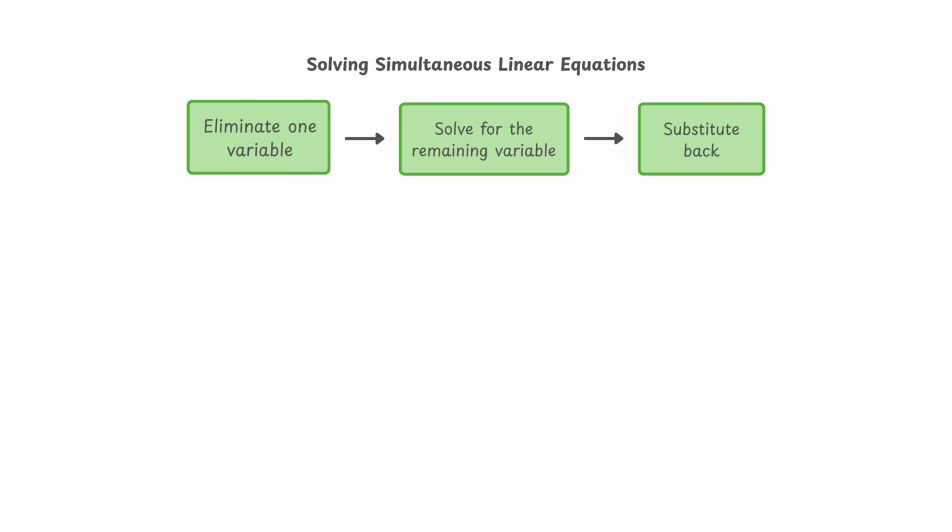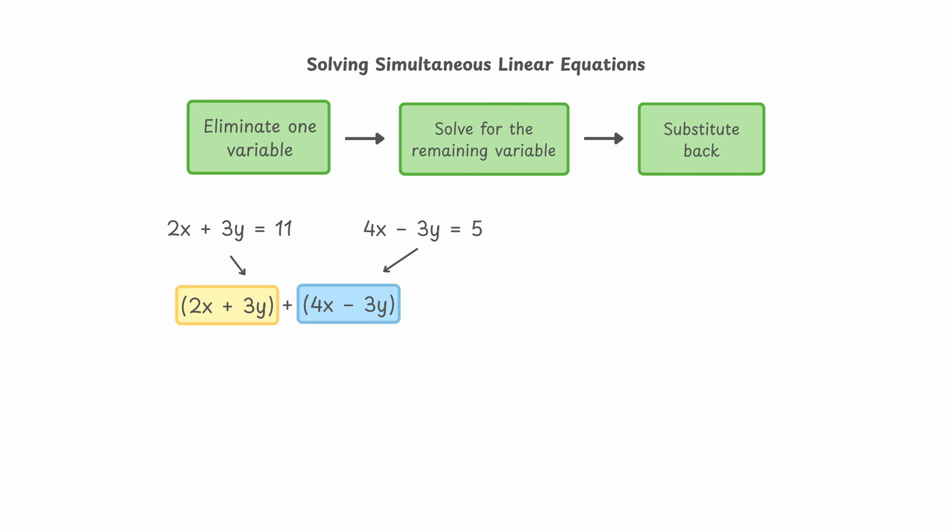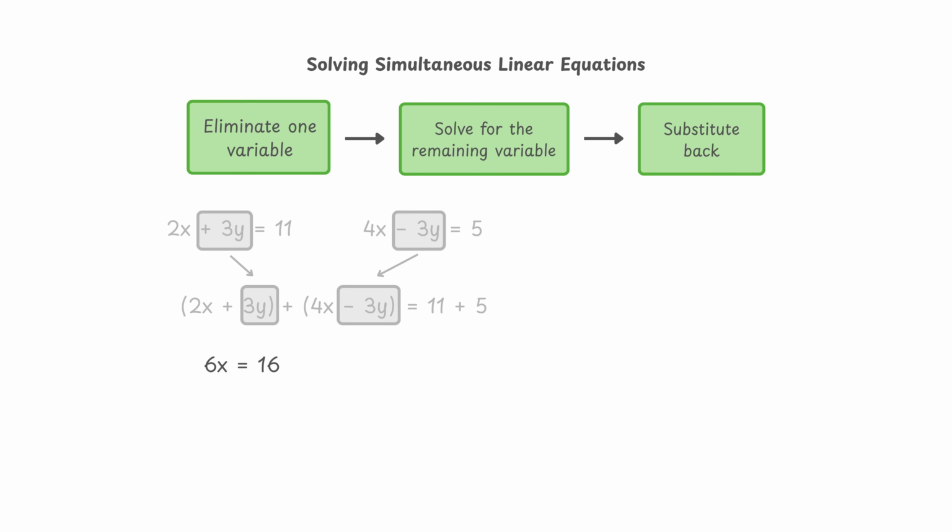Let's look at this example. The two equations are 2x plus 3y equals 11 and 4x minus 3y equals 5. First, we eliminate one variable. Add the two equations together. 2x plus 3y plus 4x minus 3y equals 11 plus 5. The 3y and negative 3y cancel out, so we get 6x equals 16. Now divide both sides by 6. x equals 16 over 6, which simplifies to 8 over 3.